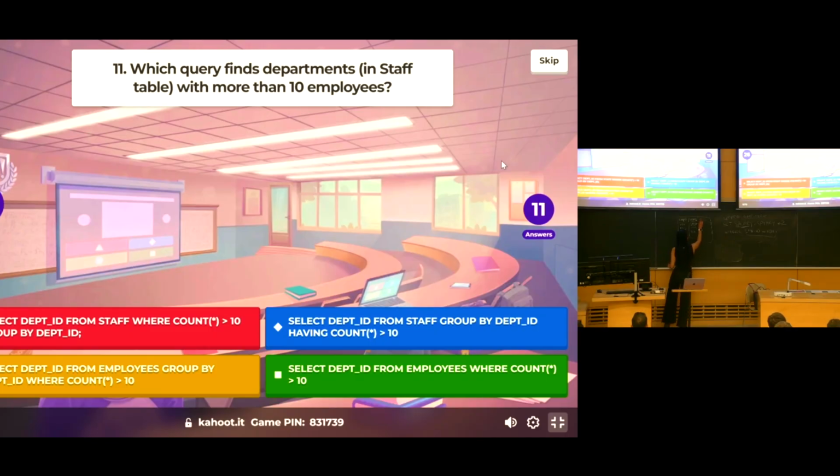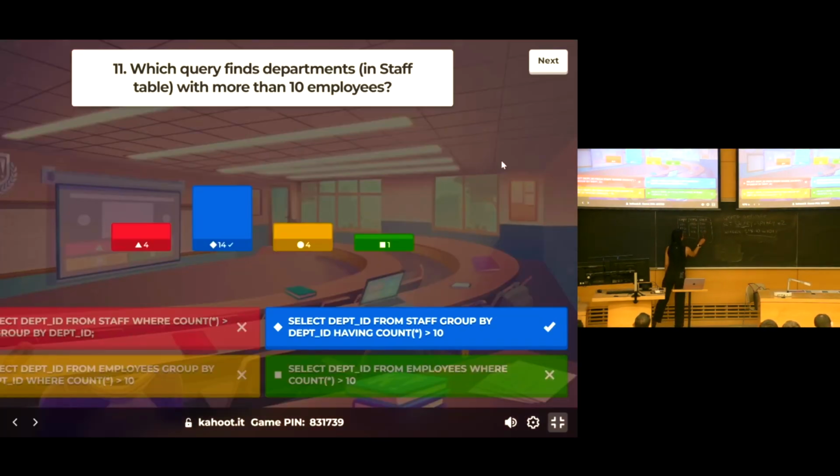I was thinking about that. Oh, this is from staff and... Okay, good. So let's see what each one does. I was thinking about that, but was it?